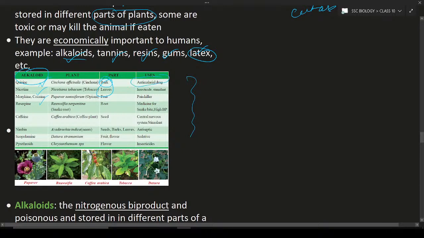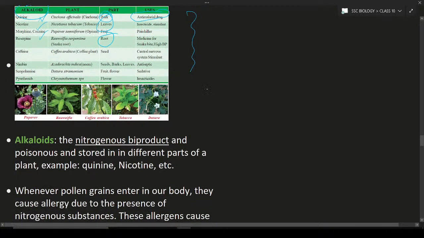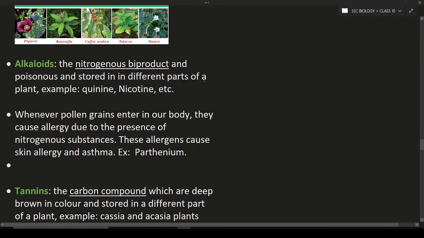Root is a part of the plant. Here the snake root, that is reserpine, is an alkaloid present in Rauvolfia serpentina. It is a plant, and this plant has a root. These roots store the alkaloid known as reserpine. It is used for snake bite and also high BP and so on. Different parts of the plant store different types of alkaloids. These alkaloids are nitrogenous byproducts.